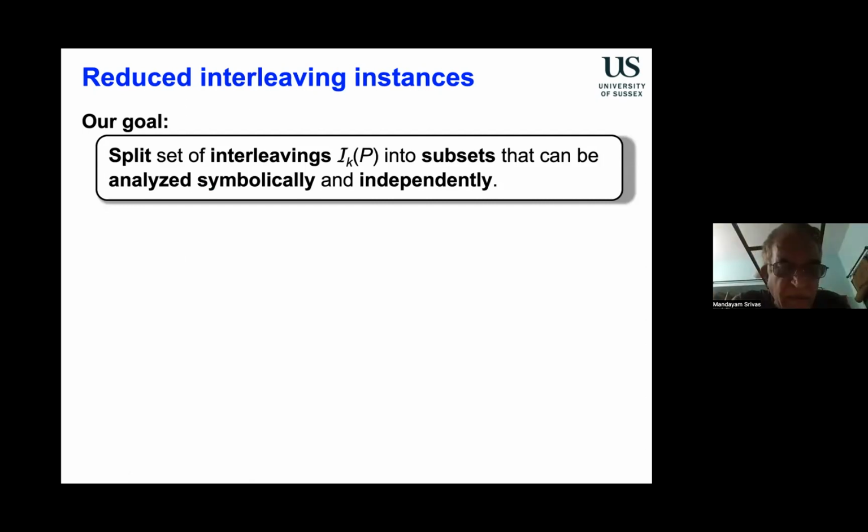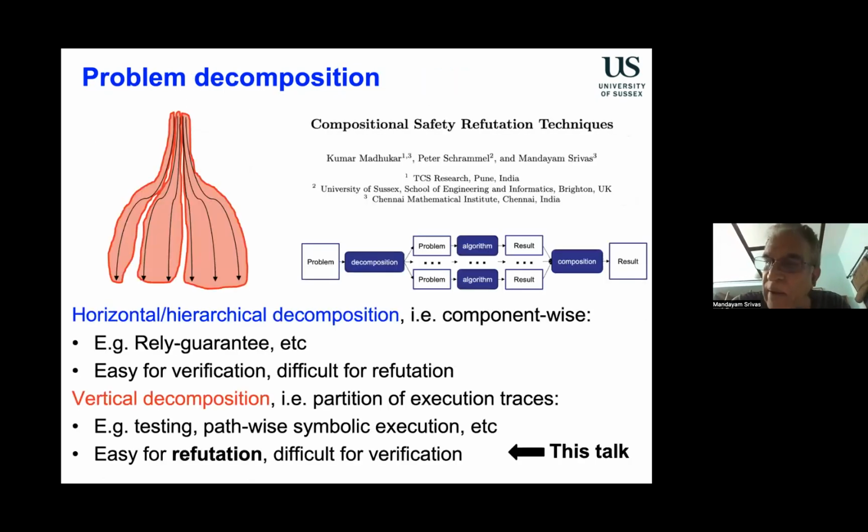Peter, I have a question. Has this vertical decomposition been successfully used in sequential code verification? Can you give some examples? Is Ultimate Atomizer one? I'm not sure Atomizer is doing that. So for example, KLEE does that to a certain degree.